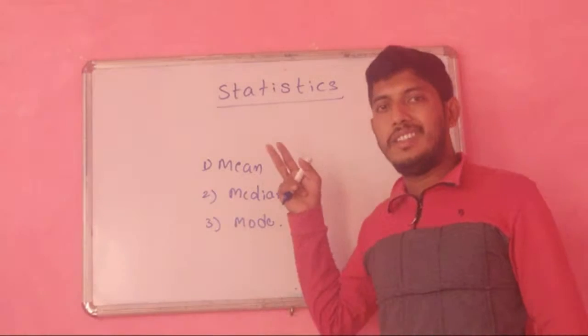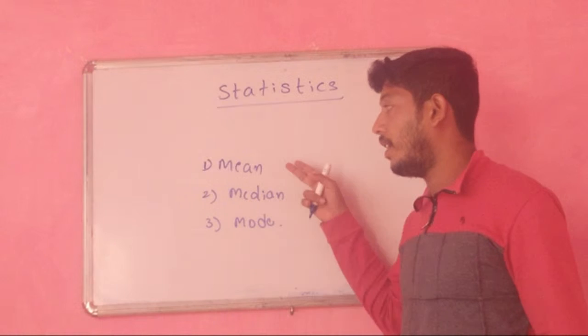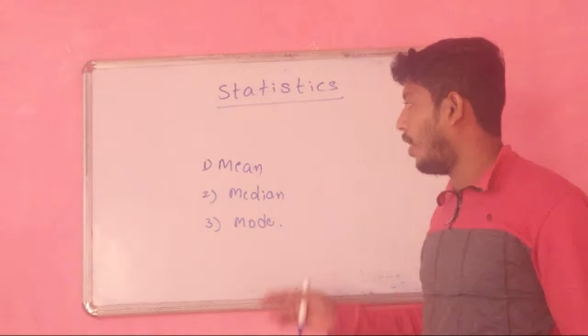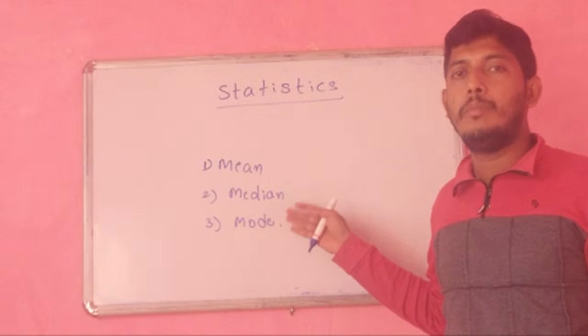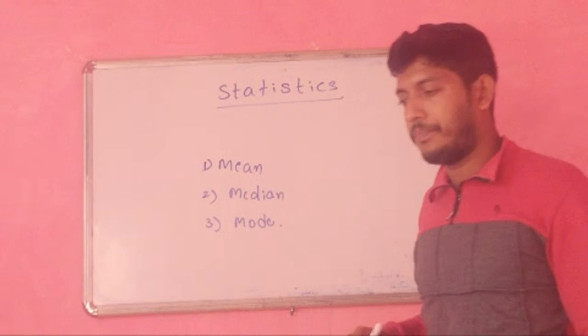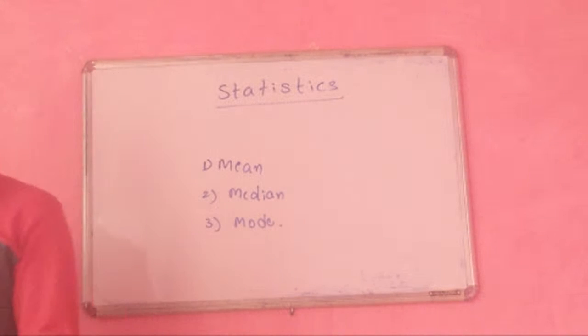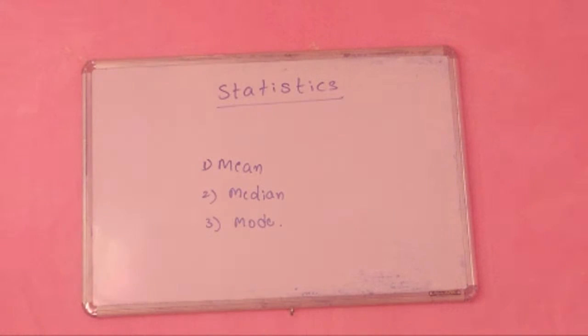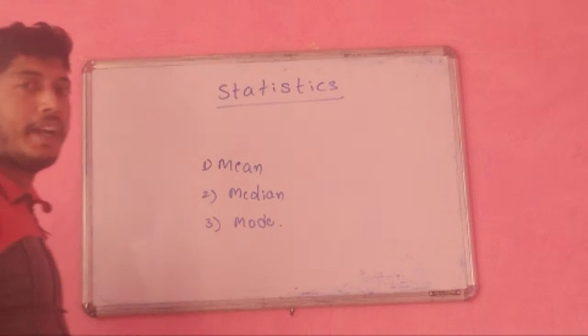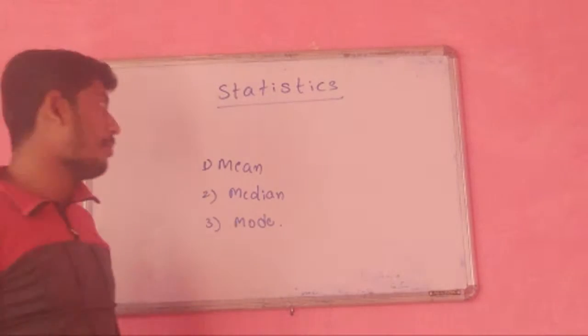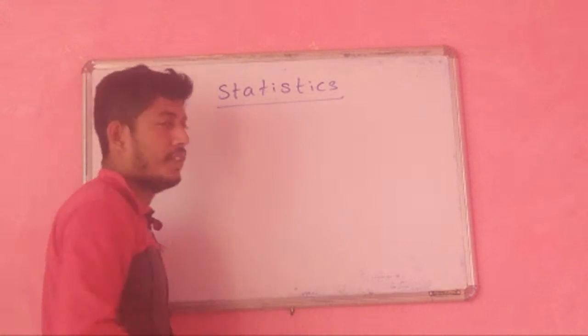Okay, now in this chapter, we'll learn how to find out the mean of the data, how to find out the median, and how to find out the mode of the data. First, I'll consider the second exercise. Open part 2, statistics, second exercise. In that, we have to find out the mean or median of the data.